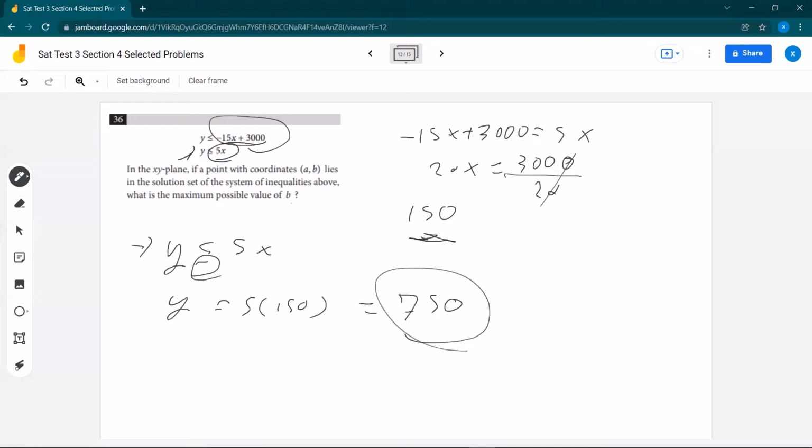So again, all we did here is we treated this like a system of equations and not a system of inequalities, right? We took the largest possible case out of both of them, and then we found our y coordinate. So that's essentially what goes into solving this problem.